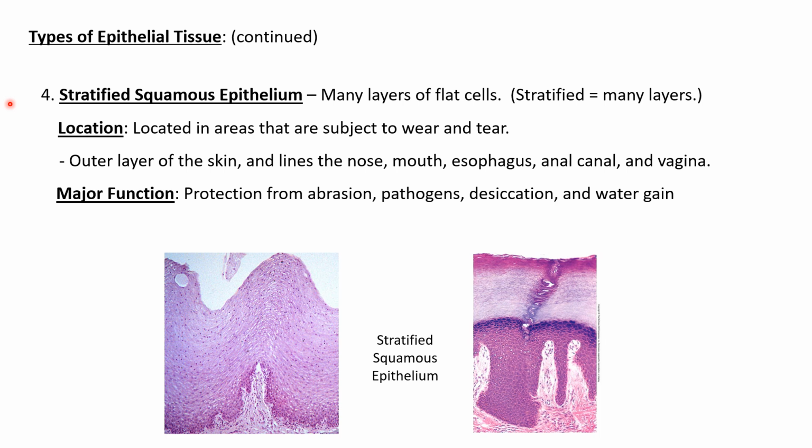This is located in areas subject to wear and tear. So the outer layer of the skin, which is the epidermis of the skin, and also lining the nose, the mouth, the esophagus, the anal canal, and the vagina. So all of these areas here are subject to wear and tear. If you think of the outer layer of your skin, of course you want more than one layer there. If you only had one layer, then maybe you'd take off your sweater and there would go your skin with it.